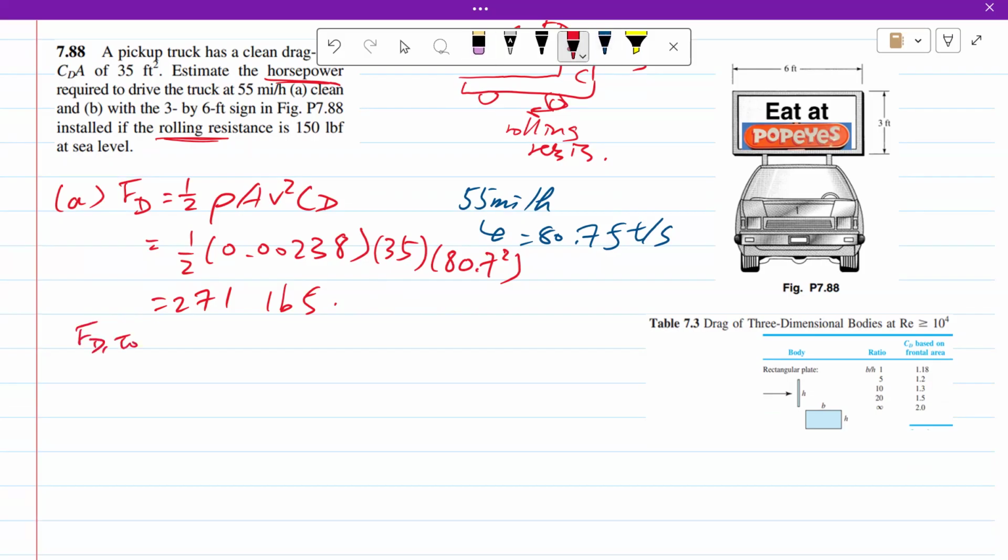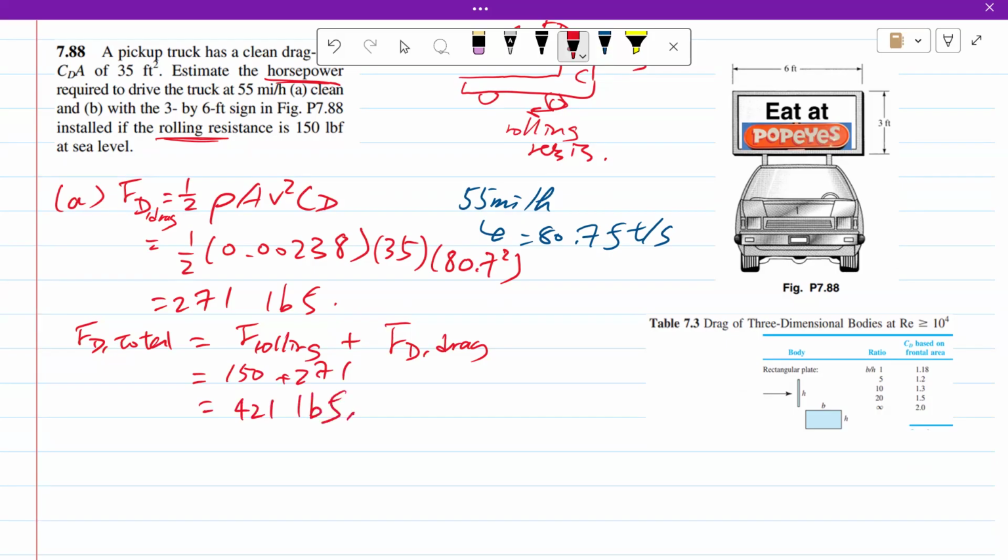So FD total is equal to F rolling plus FD drag, which is equal to 150 plus 271, 421 pound force. Probably shouldn't call it total. I should probably call that clean, because the total would imply that it includes the plate, which is part B. There we go.